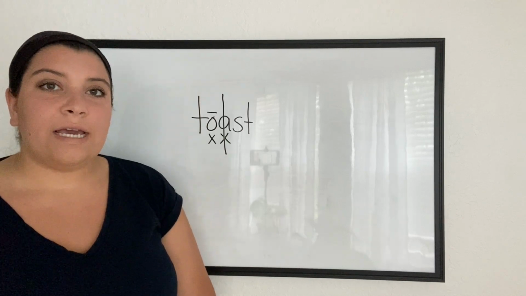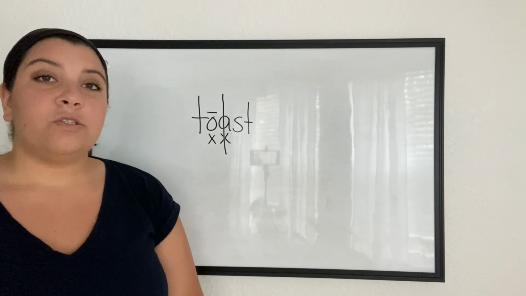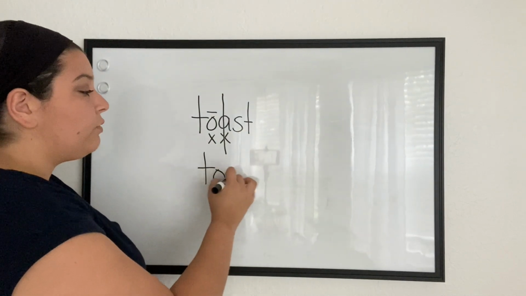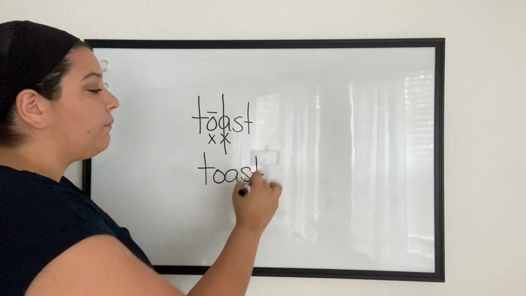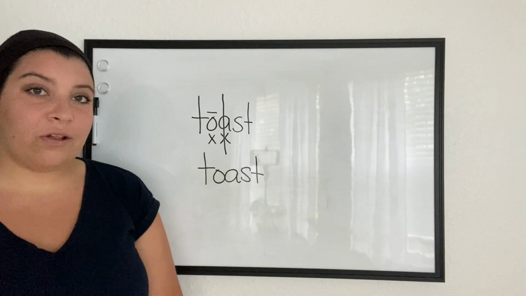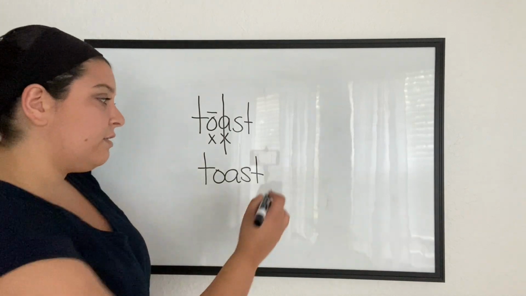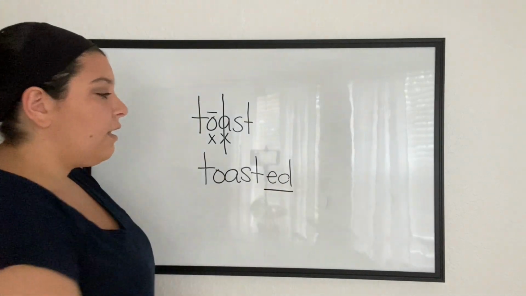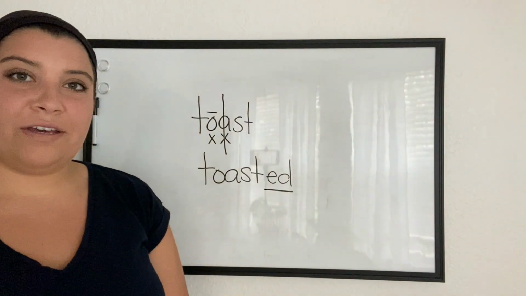But I want to say that I toasted bread this afternoon. So I already know that in the word toast, I have 2 consonants at the end of my word, which means that if I'm going to add my suffix to the end, all I have to do is just add the suffix. Toasted. And then just underline the suffix.